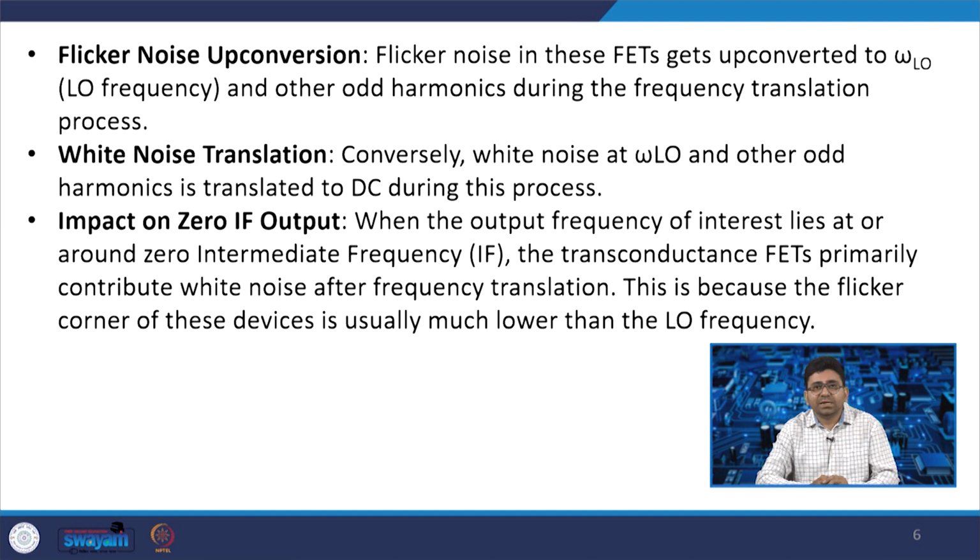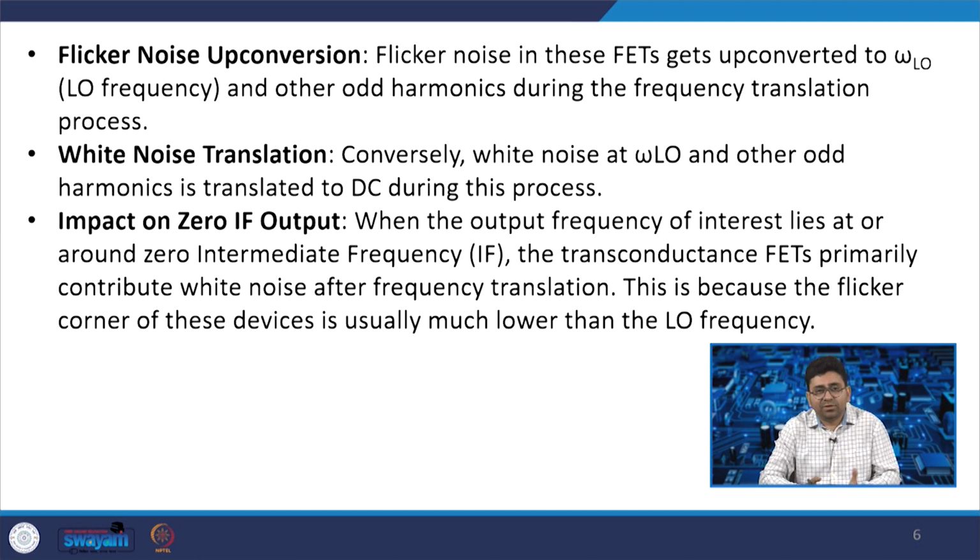Flicker noise up conversion. Flicker noise in the FETs gets up converted to the LO frequency and other odd harmonics during the frequency translation process. While considering the flicker noise in up conversion, it will get added. White noise at omega LO and other odd harmonics is translated to the DC during this process.